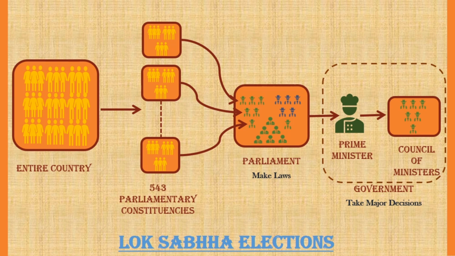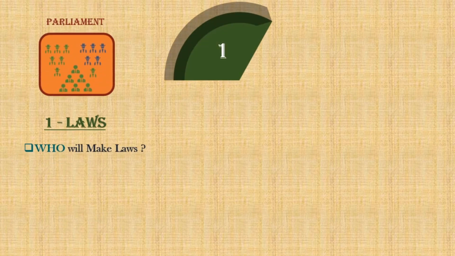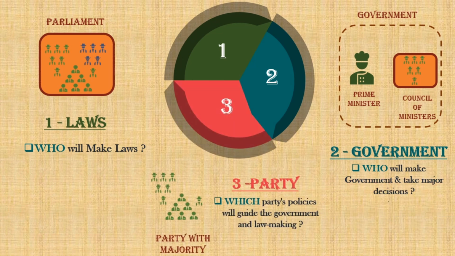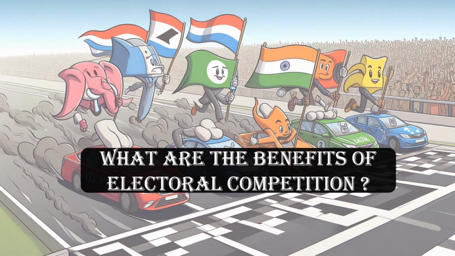Elections are fundamental to any democracy. They allow citizens to choose who will make laws for them, who will form the government and take major decisions, and which party's policies will guide the government and lawmaking. In election there is a political competition among different parties. In the next topic, we will understand the benefits of this electoral competition in a democracy.